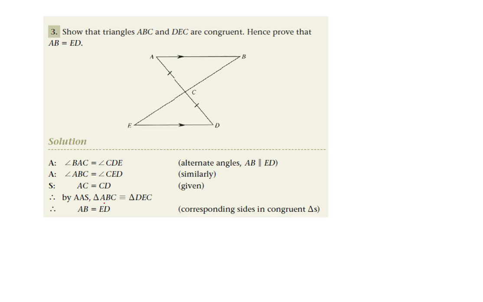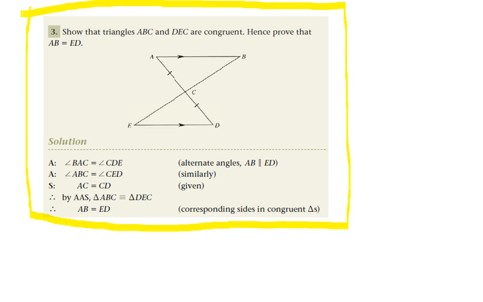So by AAS, triangle ABC is congruent to triangle DEC, and because they are congruent triangles, AB equals ED, because they are corresponding sides in congruent triangles. Okay, so let's copy that one down as well. And now you can go on and have a go at the exercises. Remember, a lot of these are fairly easy, so I'd cherry pick some of the harder ones, okay?